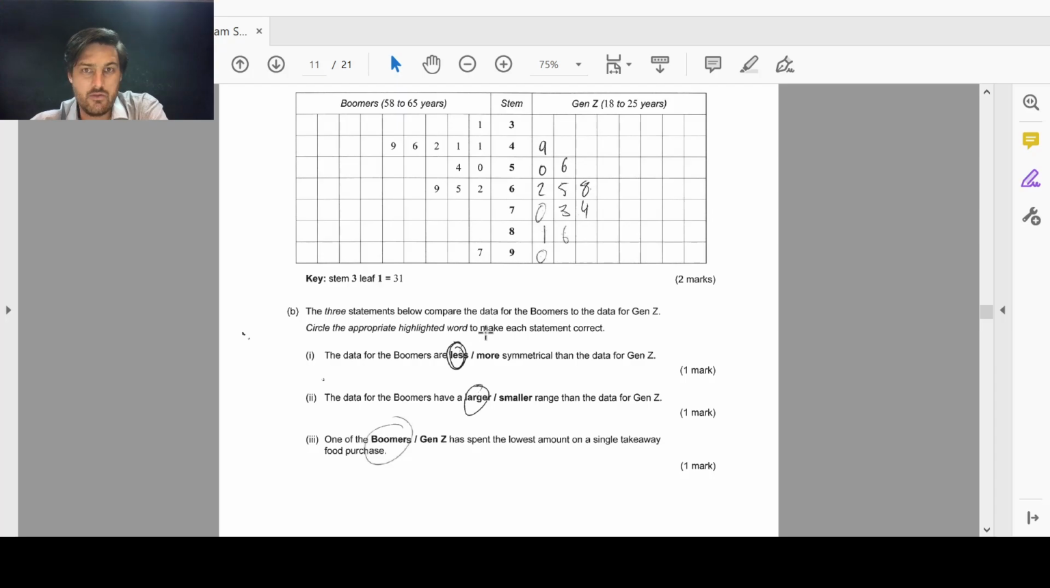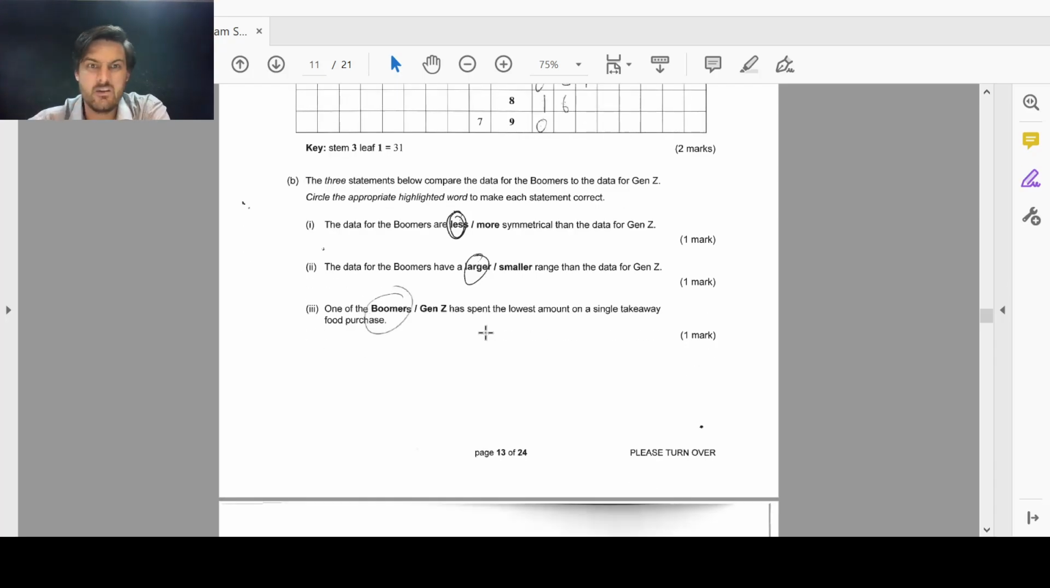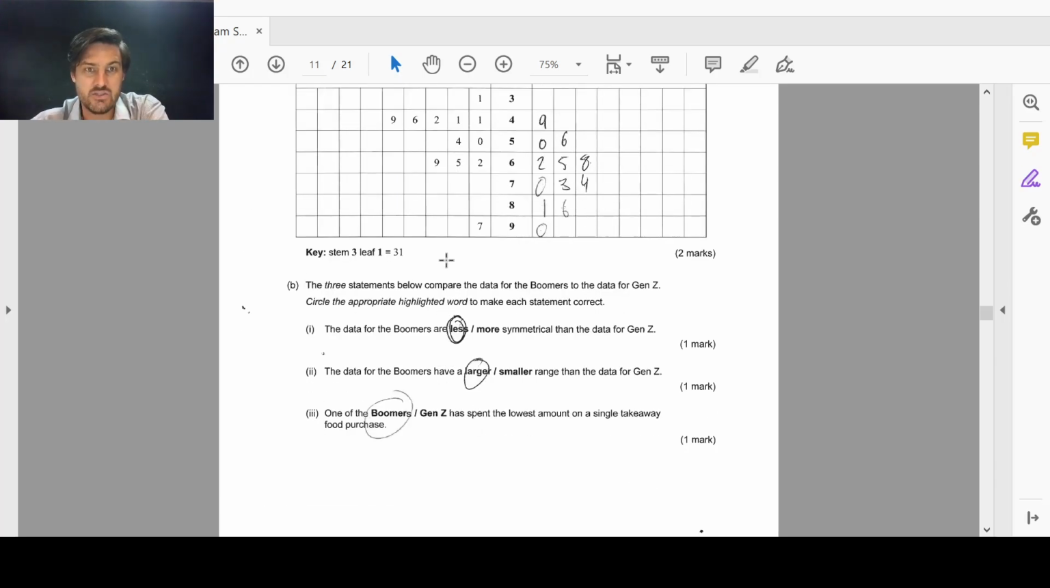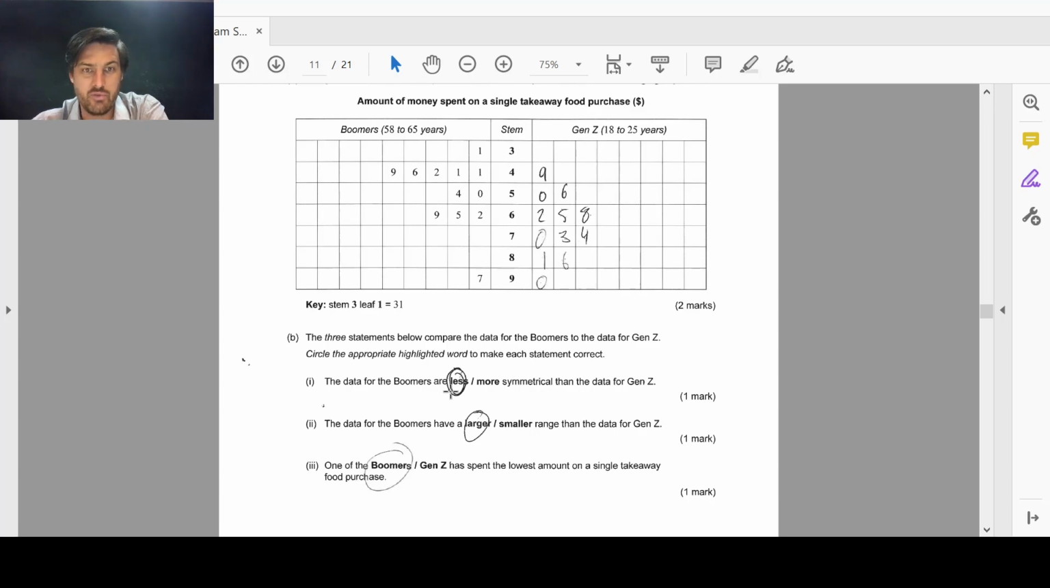And then it's giving you some statements based on this data. So the data for the boomers are more symmetrical than the data for Gen Z. I would say they're much less symmetrical. We see we've got a nice even curve there for the Gen Zs, whereas this one's almost a little bit multimodal, all right? Okay, the data for the boomers have a larger or smaller range, okay?